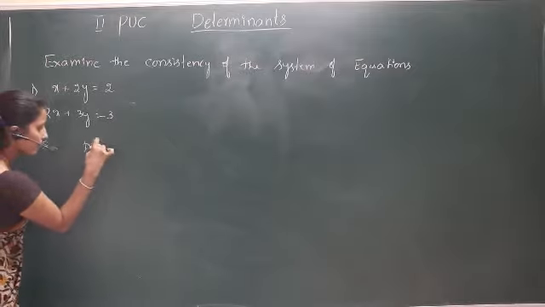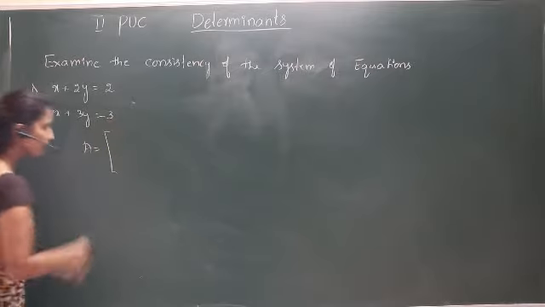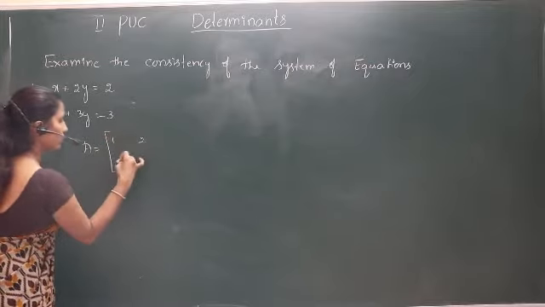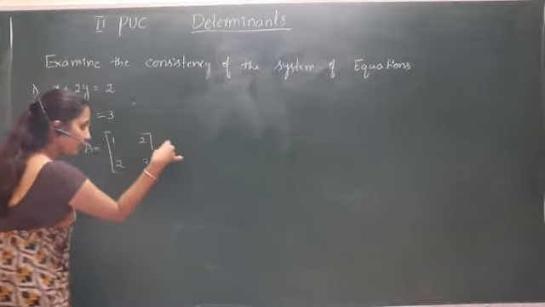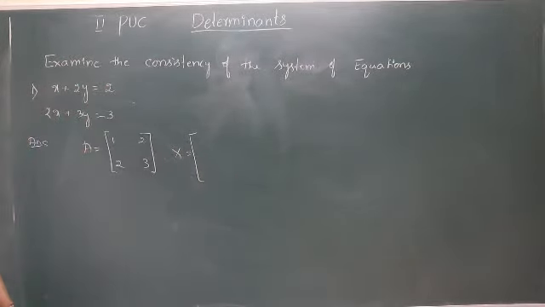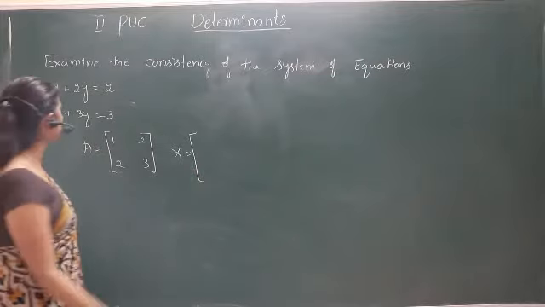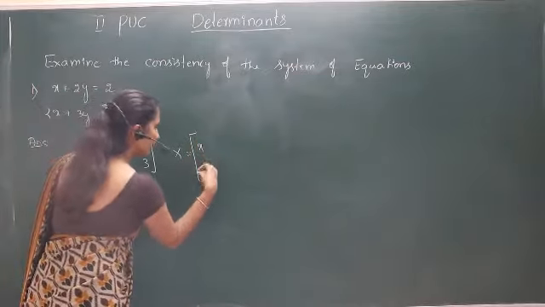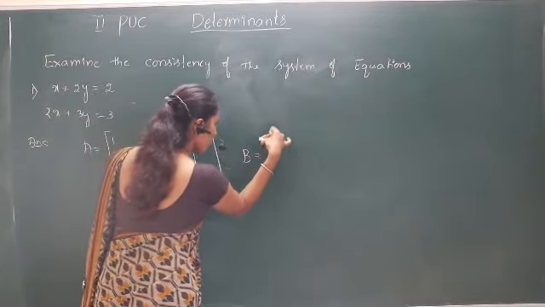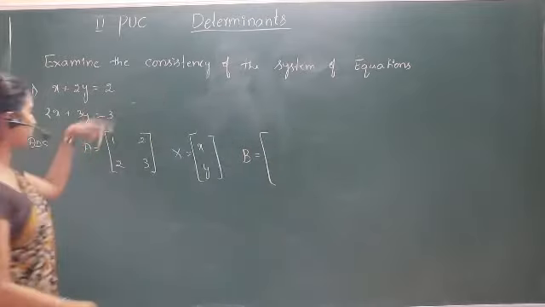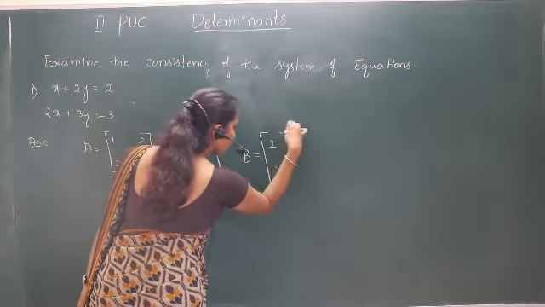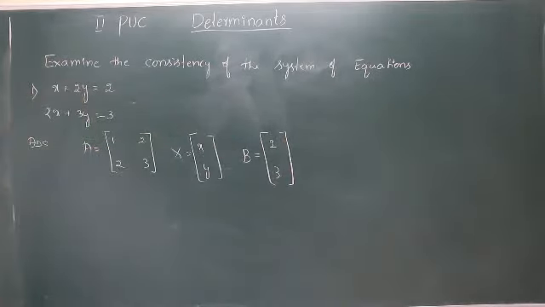What is A? A is the matrix obtained by considering the coefficients of x and y, so 1, 2, 2 and 3. X is a column matrix of the unknown variables x and y. And B is one more matrix, also a column matrix, of 2 and 3. So this we obtain from the given system of equations.